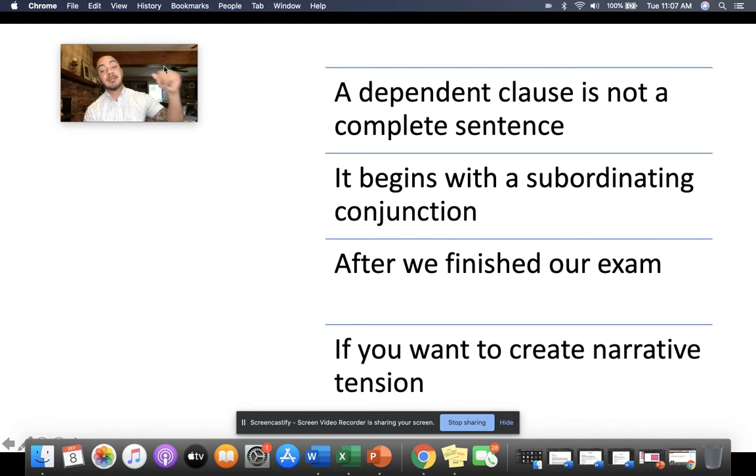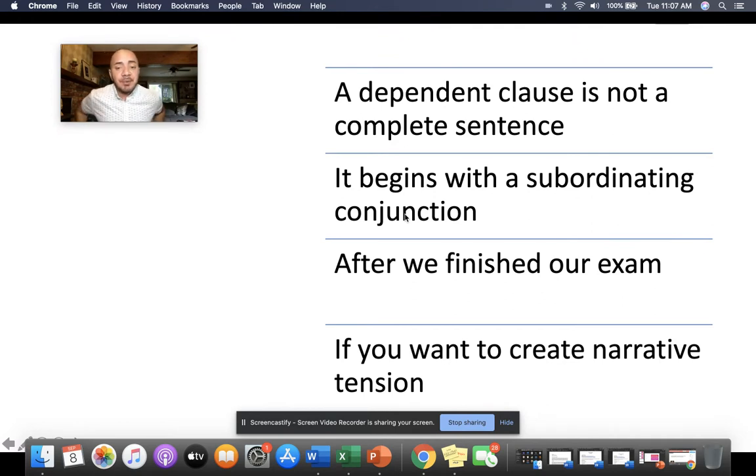What it does is it begins with a subordinating conjunction. So for instance, after we finished our exam, and if you want to create narrative tension. Well, after we finished our exam does include a subject, we, and does include a verb, finished, but it's not a complete thought. And the reason why is because we haven't answered this condition. Well, what happens after we finish the exam?